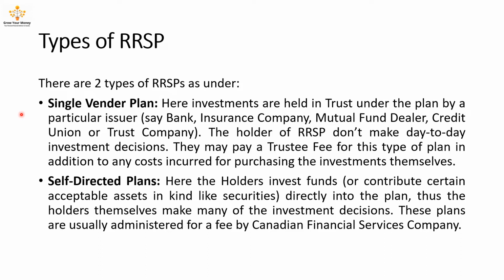in addition to any cost incurred for purchasing the investments themselves. The second type of RRSP is called self-directed plans. Here in this case, the holders invest funds or contribute certain acceptable assets in kind, like securities, directly to the plan. Thus the holders themselves make many of the investment decisions. These plans are usually administered for a fee by a Canadian financial services company.